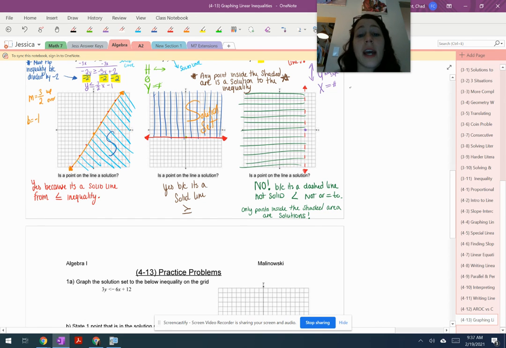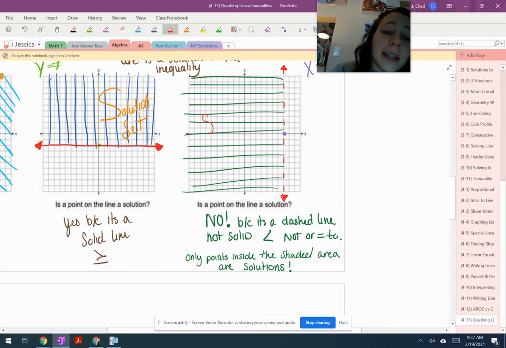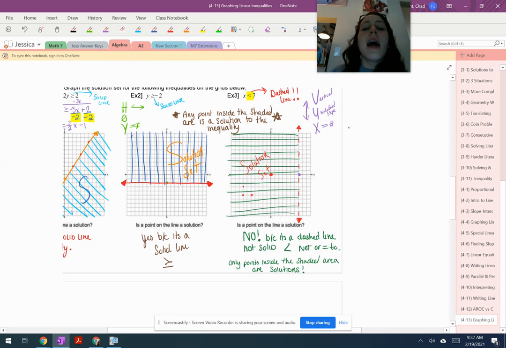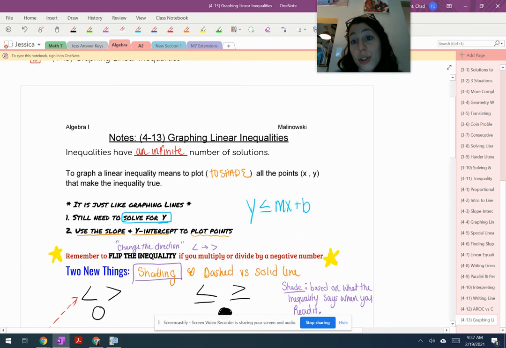All right, so when you're doing these inequalities, make sure that you are doing the shading and checking to see if it's a dashed versus a solid line. And so just to reiterate, any point inside here is in the solution set. So 0, 0 would be a solution, this point, this point, this point, the infinite number of points that fall in there, coming from the fact that we know inequalities have an infinite number of solutions.